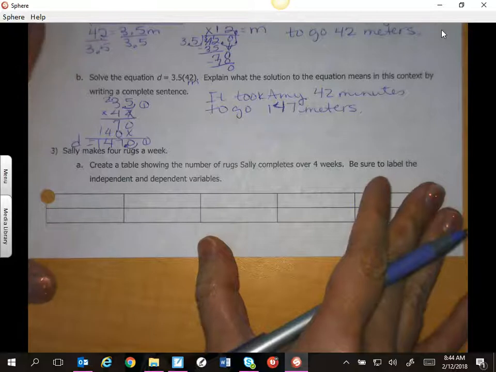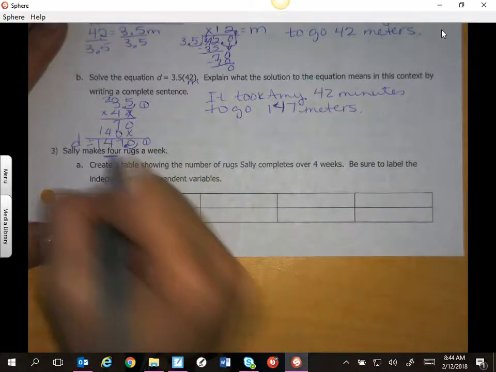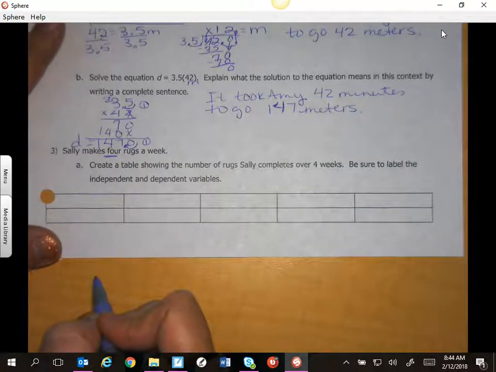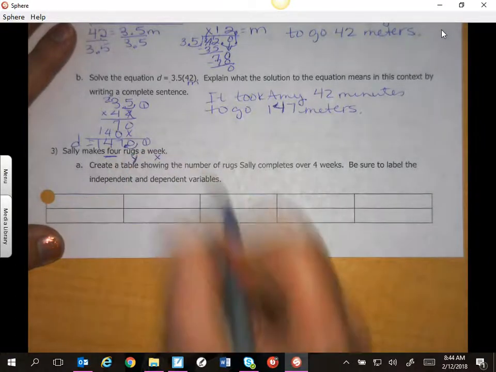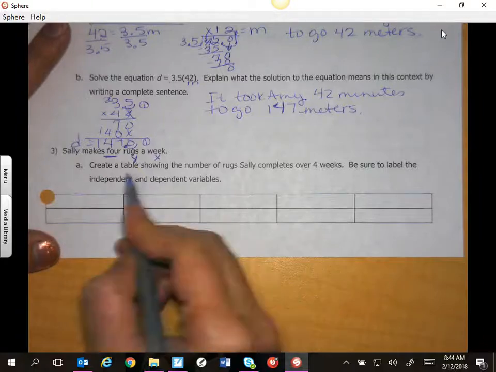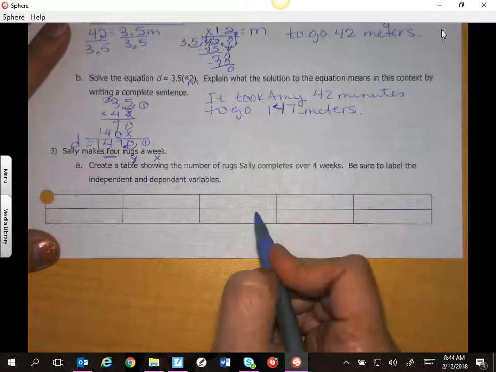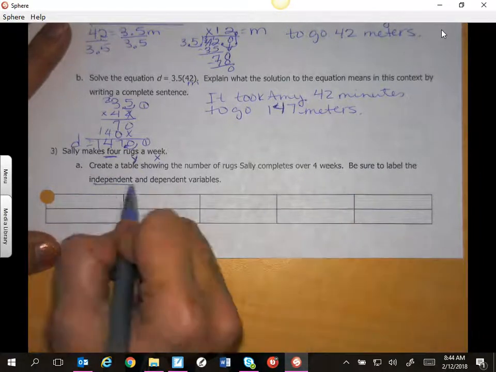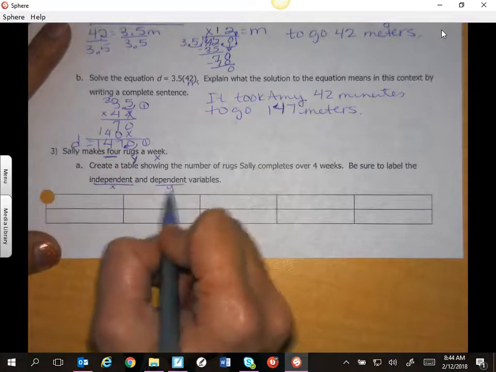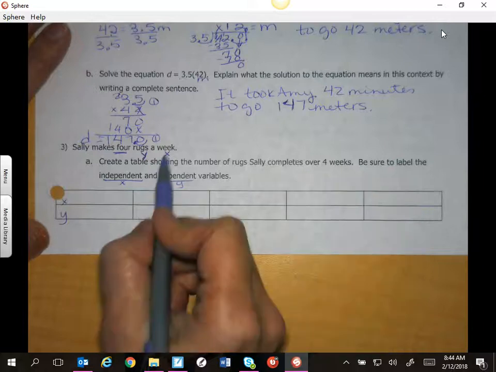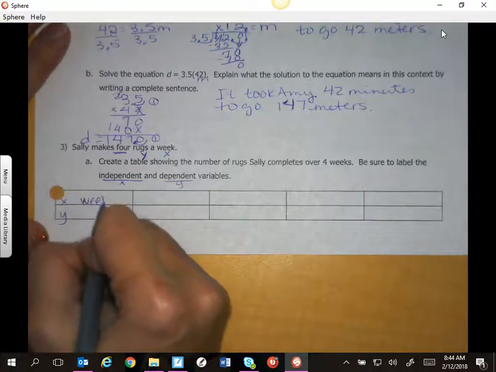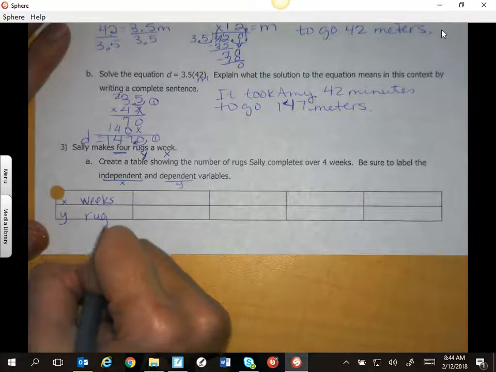Sally makes 4 rugs a week. Notice that this 4 is written out, so be careful there. So we have Y and we have X, rugs in 1 week. So let's show the number of rugs she completes over 4 weeks. Label independent and dependent. So remember X and Y. Just like what we did on number 1, X and Y, we have weeks and we have rugs.